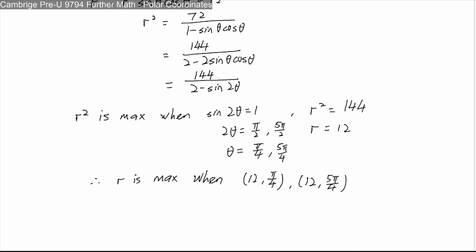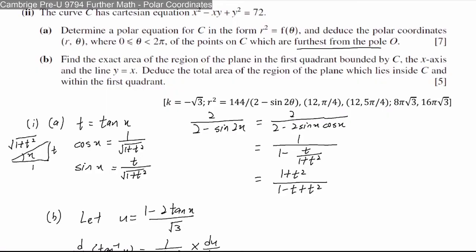Okay, so just take note that we have another value, which is 5 pi over 4, to give us sine 2 theta equals 1. The last part from here is: find the exact area of the region of the plane in the first quadrant bounded by C, the x-axis, and the line y equals x. So deduce the total area that lies inside C and within the first quadrant.